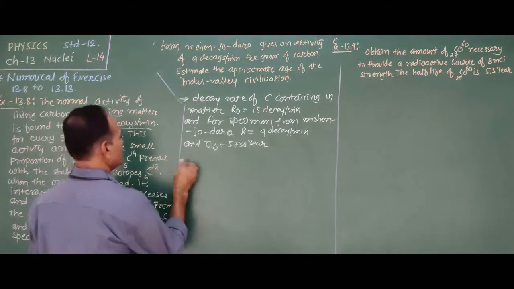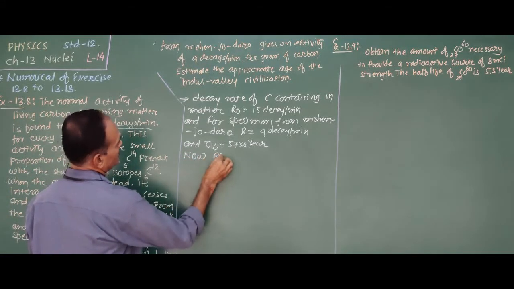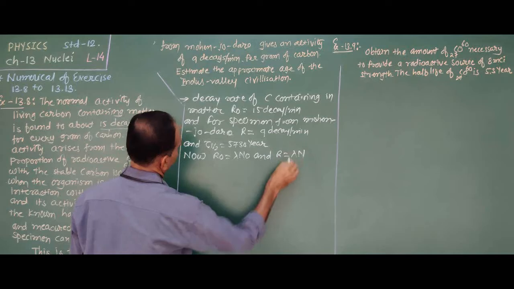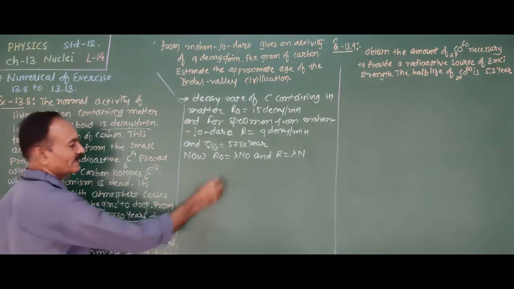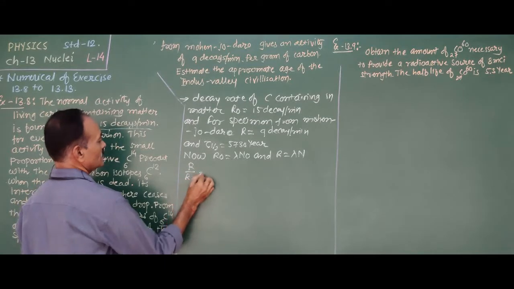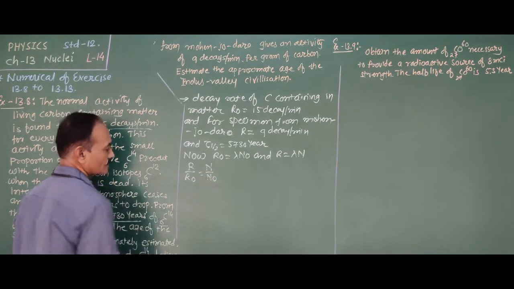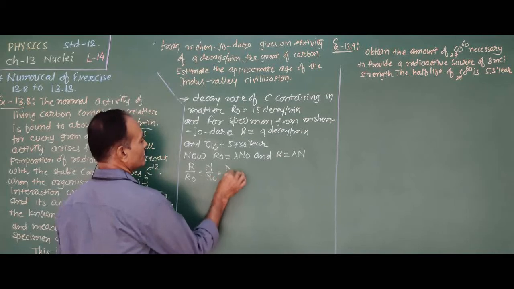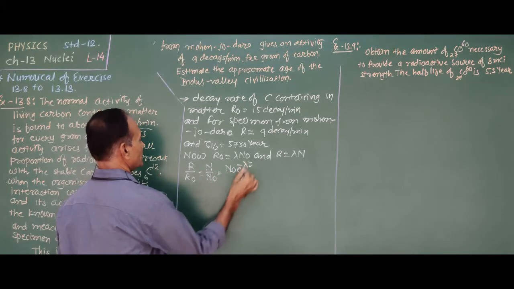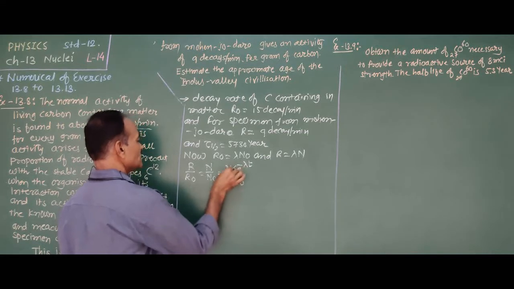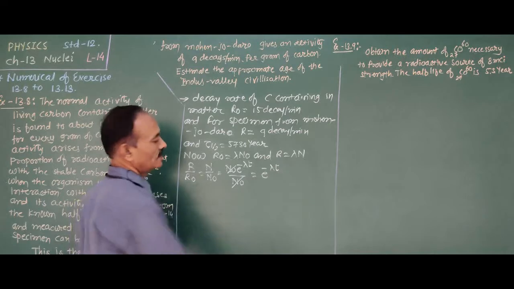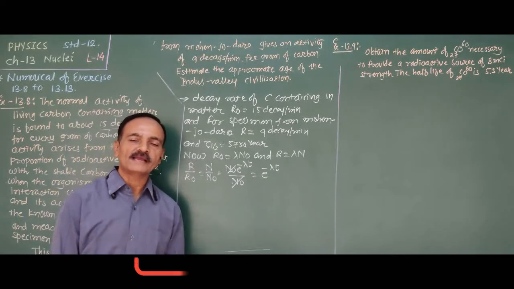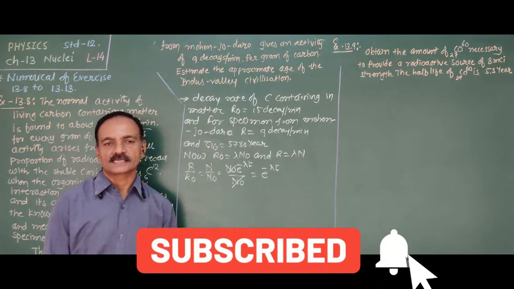Now we know that the initial activity R0 is equal to lambda N0, and the activity at any time, R, is lambda N. Taking the ratio of these two activities, R upon R0 is equal to N upon N0. But from the exponential law of radioactive decay, N is equal to N0 e raised to minus lambda t. N0 cancels. Therefore, the ratio of the present activity to the initial activity is equal to e raised to minus lambda t. Here we have to find out t.